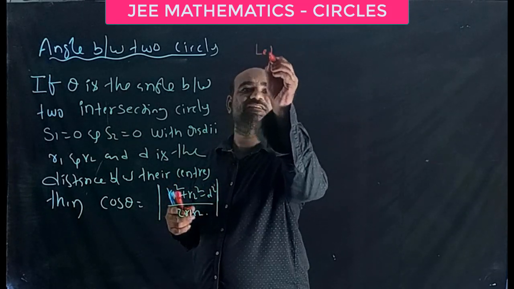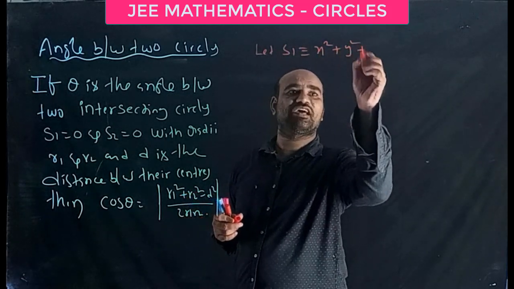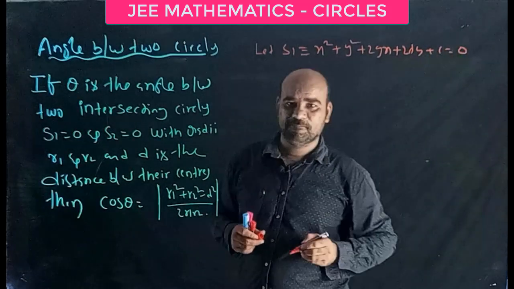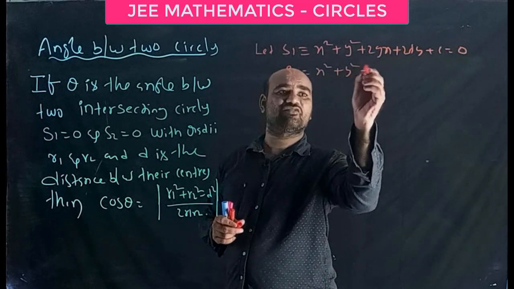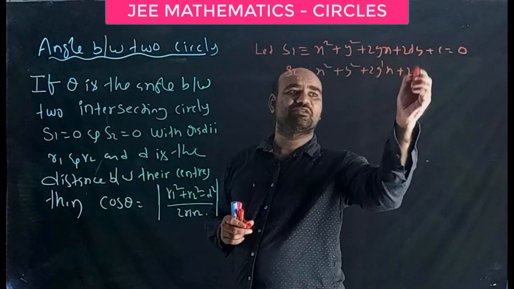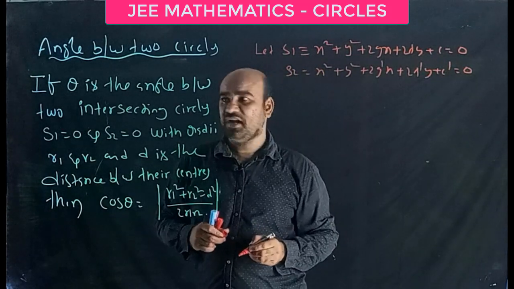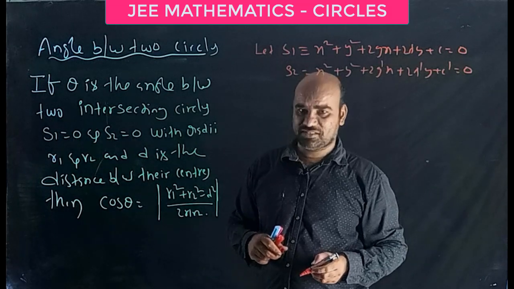Let S1 stand for x square plus y square plus 2gx plus 2fy plus c equal to 0. S2 stands for x square plus y square plus 2g dash x plus 2f dash y plus c dash equal to 0. Already given, R1 is the radius of the first circle and R2 is the radius of the second circle, and D is the distance between the centers.